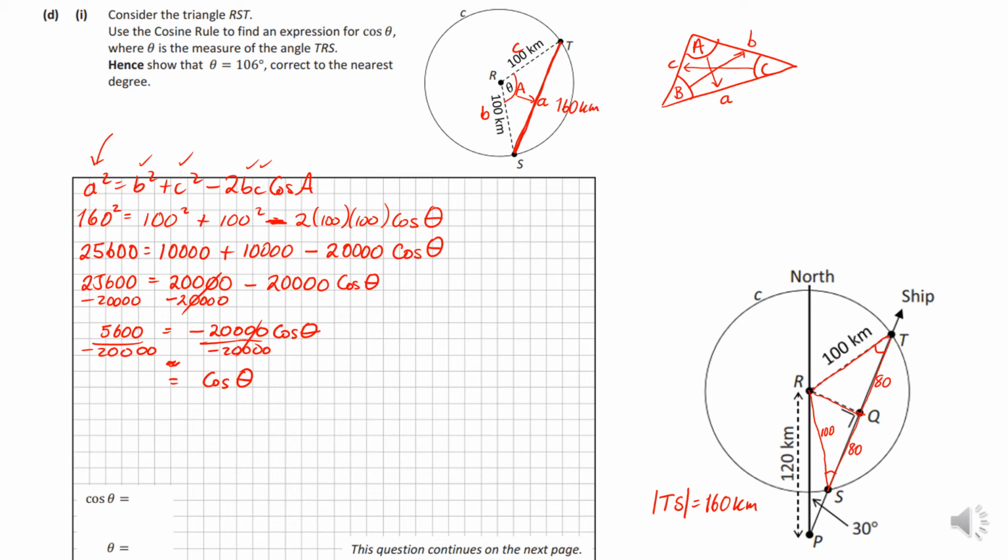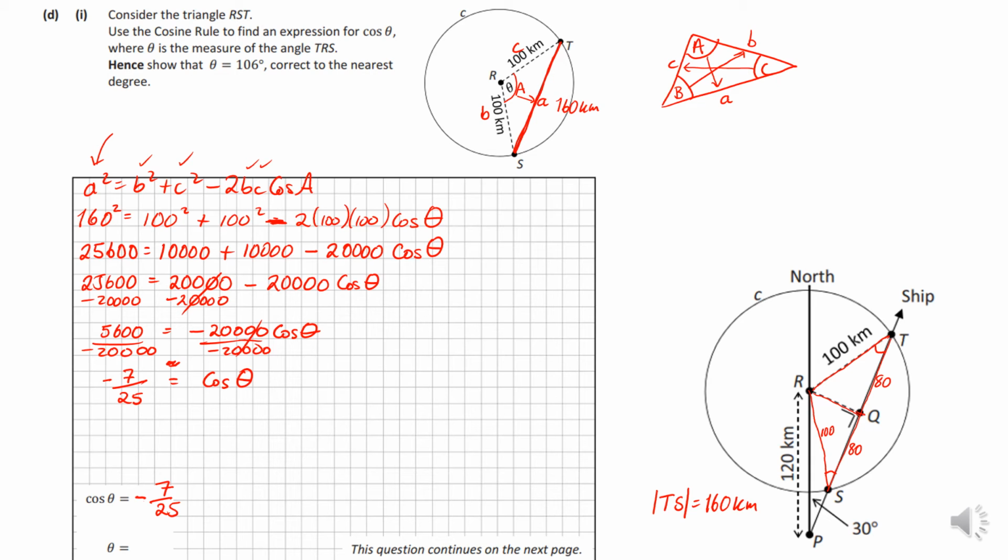cosine theta equals, and we can put that down here as well in a moment, 5,600 divided by minus 20,000, and I get minus 7 over 25, and I put that down in the answer space below. Okay, so that's cosine theta, or you can use the decimal version if you want.